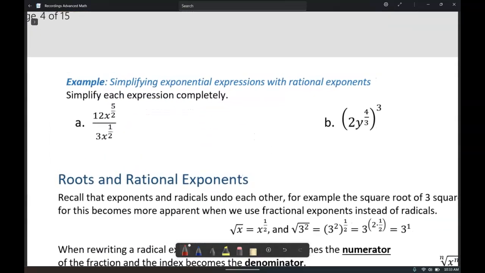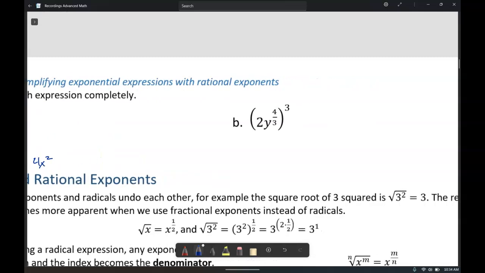Even if we have rational exponents, the same rules apply. If I have my quotient rule, I can divide my coefficients, and then I can subtract my exponents. So I'll have x to the 5 halves minus 1 half. So we have 4x to the 4 halves, which just simplifies to 4x squared. Again, we use our power rule, so we'll get 2 to the 3rd power times y to the 4/3 times 3. When we multiply 4/3 times 3, the 3's will reduce, leaving us with 8y to the 4th.